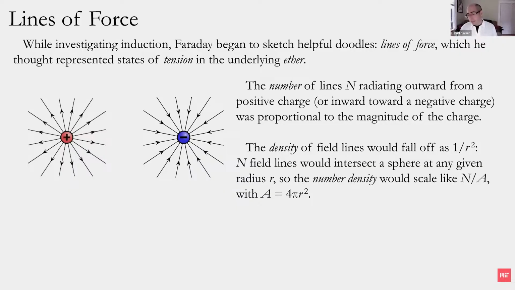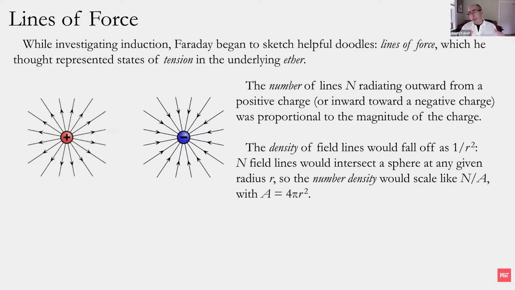He supposes, what if the number of lines that come outward from a positive charge is fixed and is proportional to the amount of that electric charge? So a charge of, say, 7 units would have 7 of these lines radiating outward, affecting the surrounding ether. A charge of 10 units would have 10 lines radiating outward, and so on.